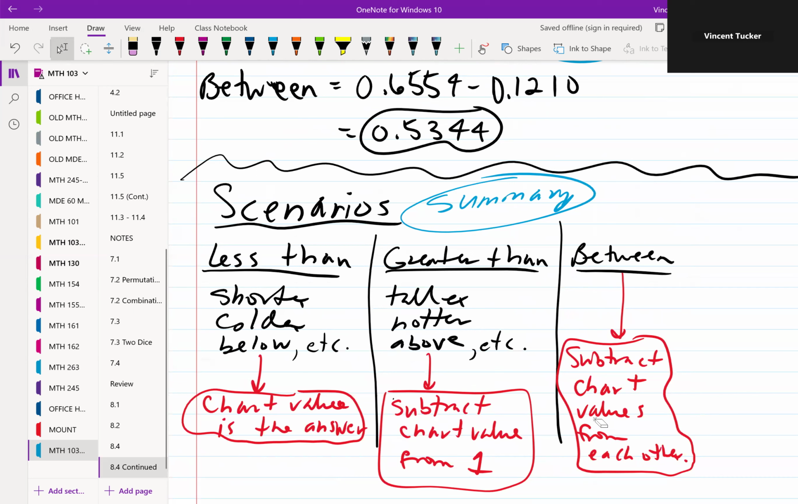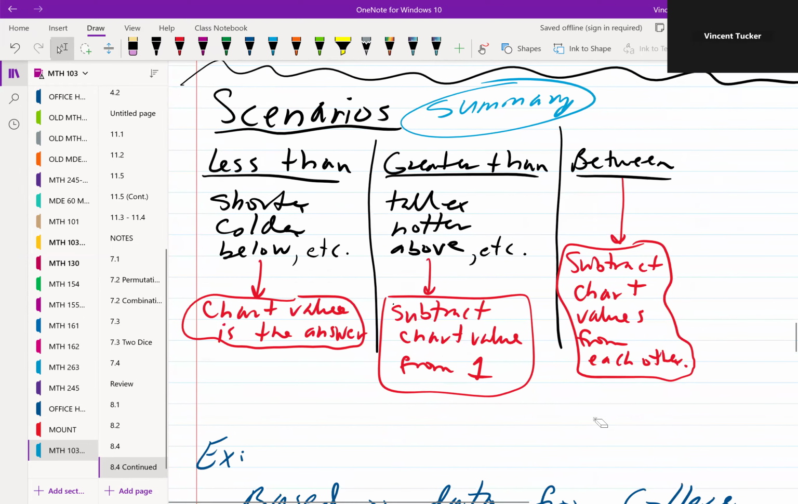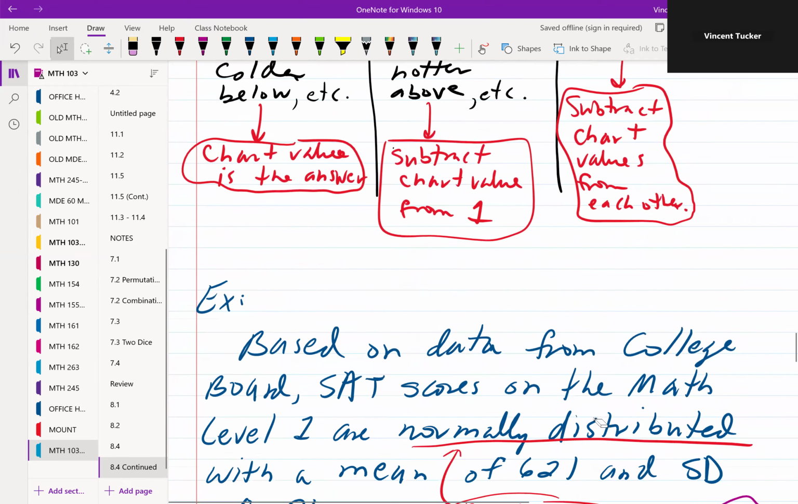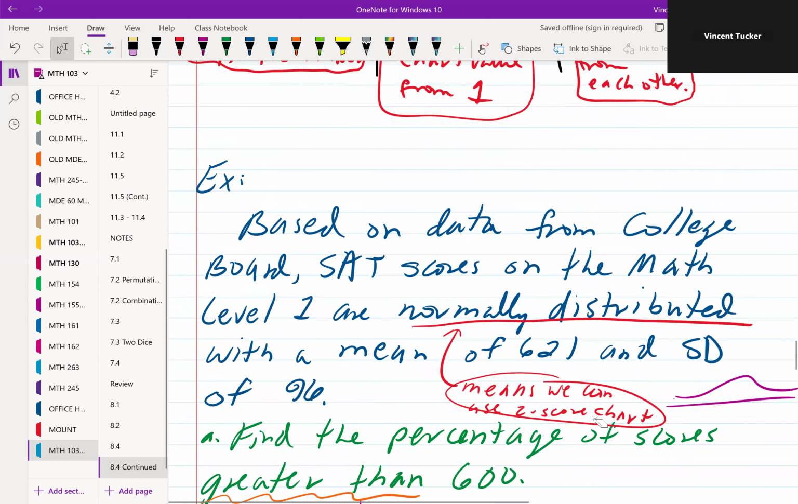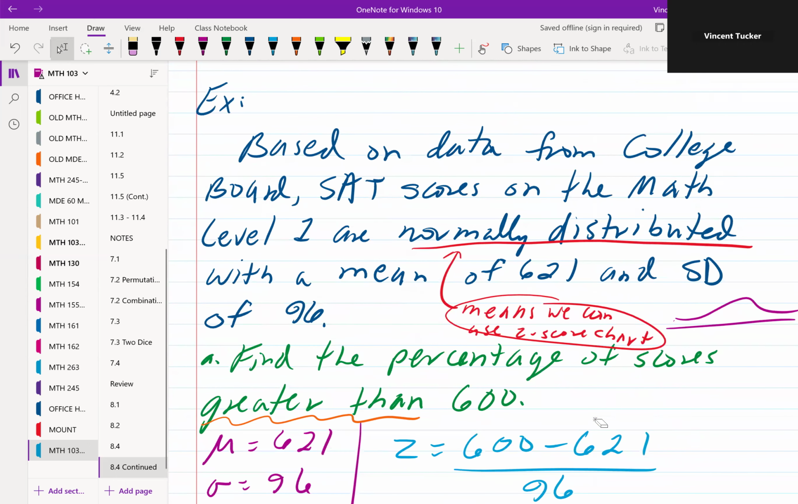All right, so let's do this one more time just to make sure we are good to go before we close out. Based on data from the College Board, SAT scores on the math level 1 are normally distributed. That's very key, because it means we can use our Z-score chart with a mean of 621 and standard deviation of 96. A tells us to find the percentage of scores greater than 600.